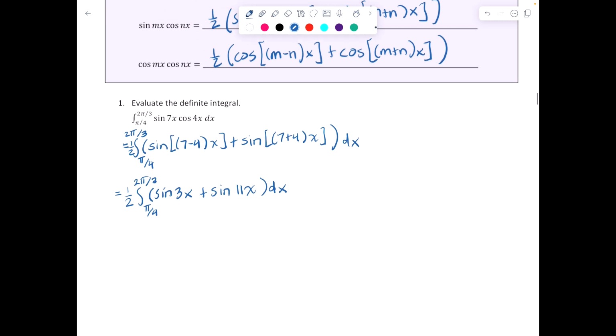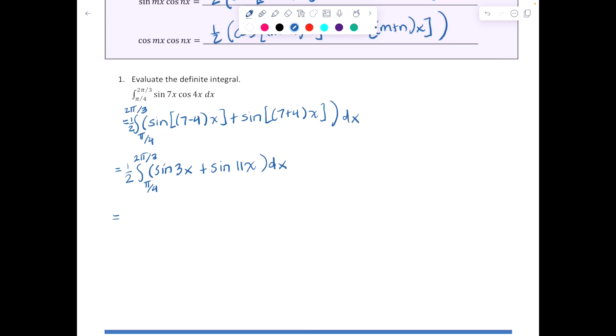Good so far? Excellent. All right. No pun intended. And so we'll have 1/2. Now we're integrating, so we'll get 1/3, and that'll be negative cosine at 3x, minus 1/11 cosine at 11x. This will be evaluated from x equals pi over 4 to x equals 2 pi over 3.